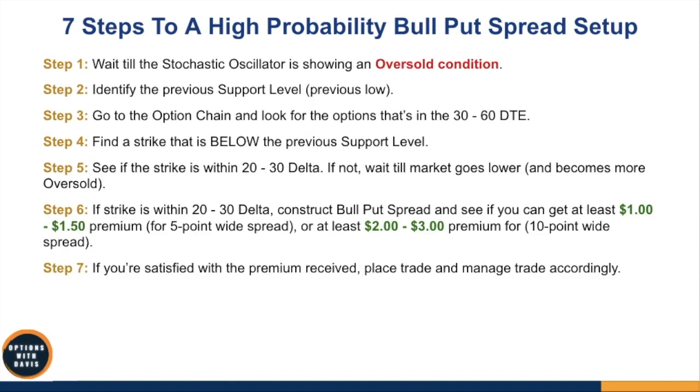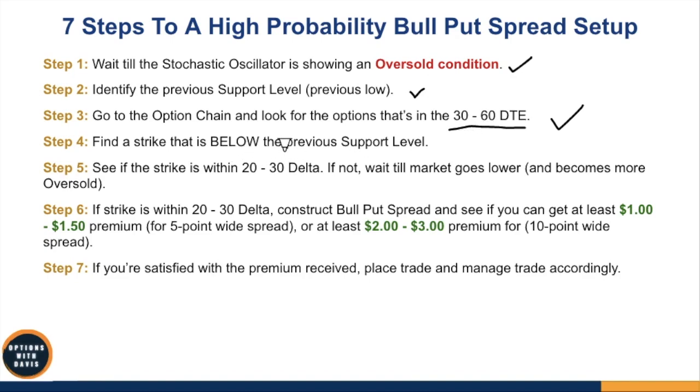Alright, so there are 7 steps. I'm just going to go through this very quickly. Step number 1 is to wait till the stochastic oscillator is showing an oversold condition. Next is to identify the previous support level, and then we go to the option chain and look for the options that are around 30 to 60 days to expiration. This is my favorite time frame to put the bull put spread on.